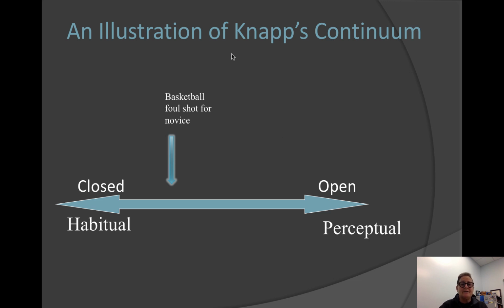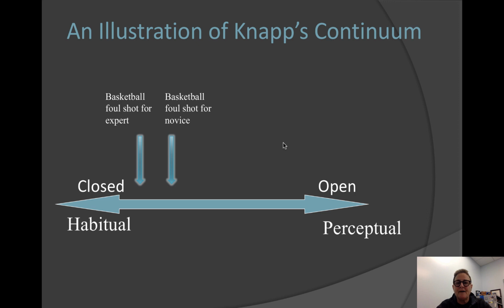Notice that this skill, no matter what, will always remain on the closed side of the continuum, because the question we're going to ask is, are the relevant factors in the environment stationary or moving? If they're stationary, it's going to be a closed skill. If they're moving, it's going to be an open skill.